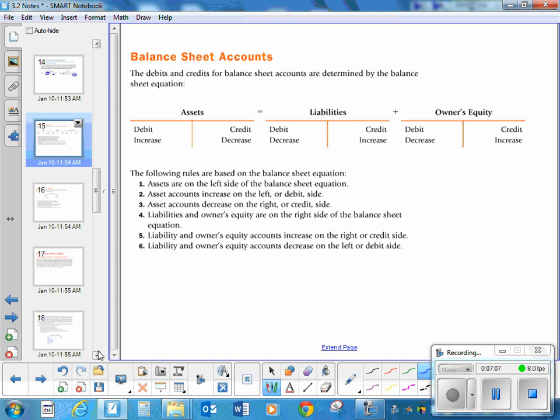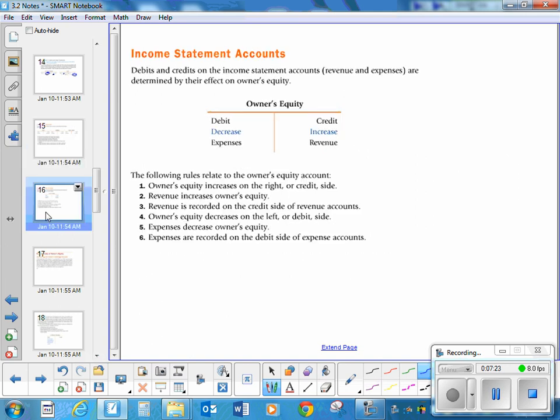Okay, and so now I gave you one example of every type of question you're going to come across. Just a reminder that when you're reporting on a balance sheet, you only report your assets, your liabilities, and your owner's equity. However, on an income statement, you are going to be reporting your expenses and your revenue.